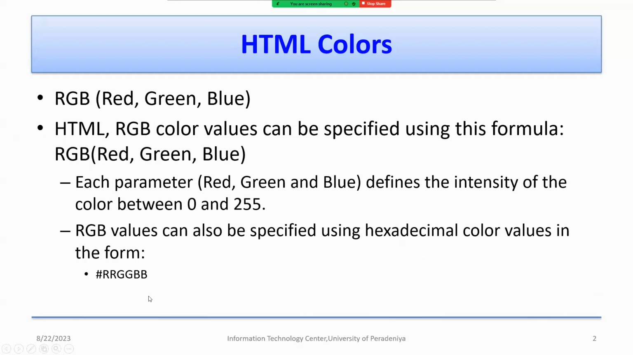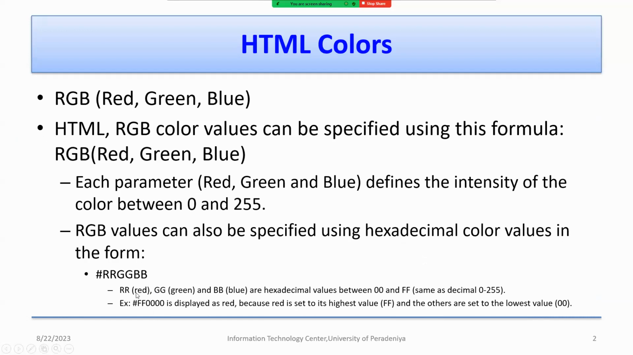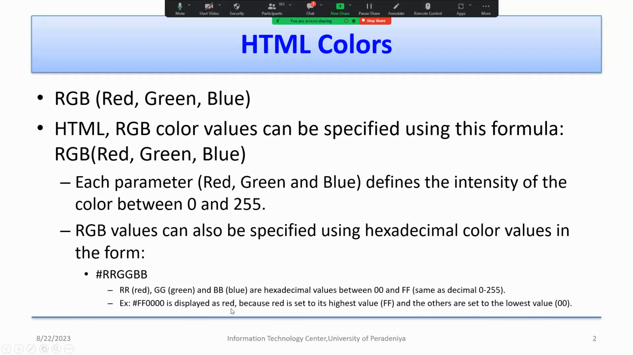So the first two digits represent R, the red value, the next two digits green, the next two digits blue. Those are hexadecimal values between 0 and FF. So if you say FF and four zeros, that is displayed as red, because red is set to the highest value FF and the others are set to the lowest. So this is the representation of red. If you say 00 FF 00, what is that value?